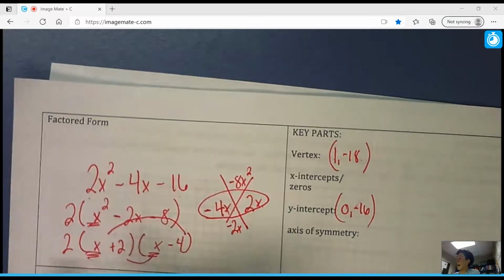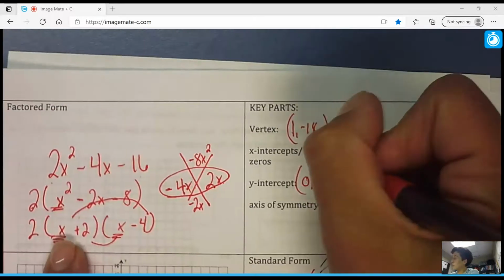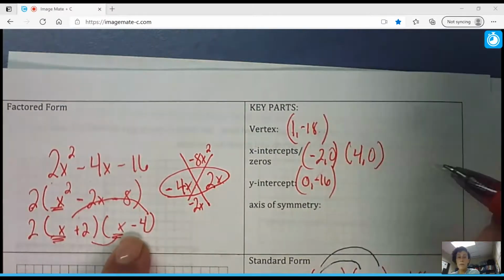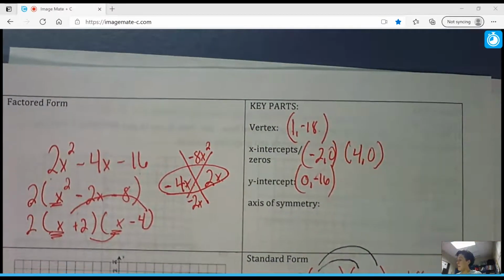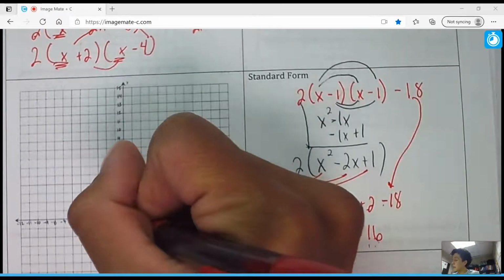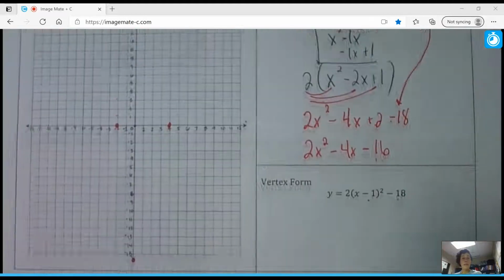And the trick is the opposite. So this one's negative 2 with 0, and this one's 4 with 0. And then I'm going to go to my graph paper and go to where x is negative 2 and x is 4. So here and here.